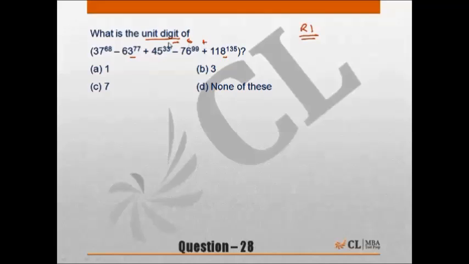Similarly, this number will also end in 5 only. Okay. Cyclicity of 7, 3 and 8, these are the things which we need to check out for. So 37 to power 68 will have a unit digit of 1 because 68 is a multiple of 4. 62 to power 77, this will, 3 to power 77 will have a unit digit of 3. And 8 to power 135, 8 also has a cyclicity of 4 only, and this will have a unit digit of 2.